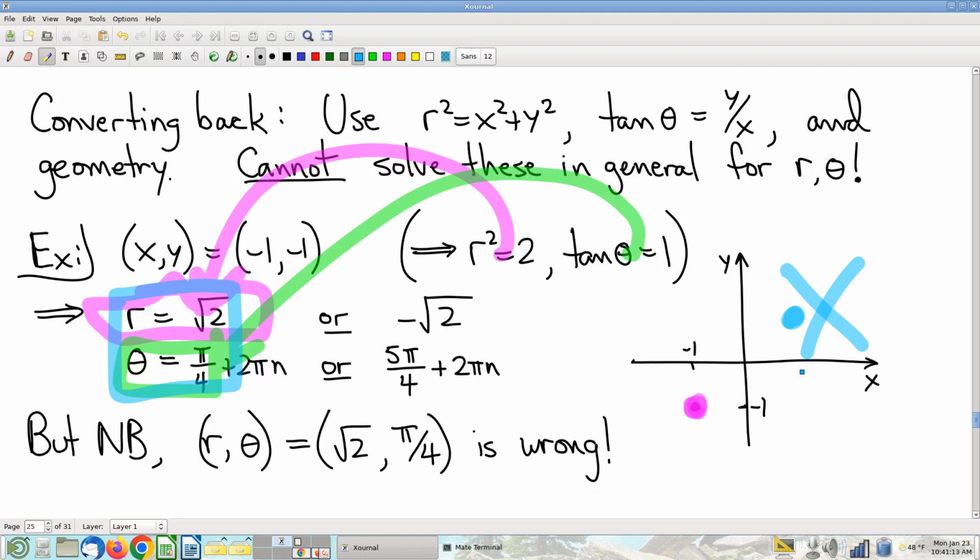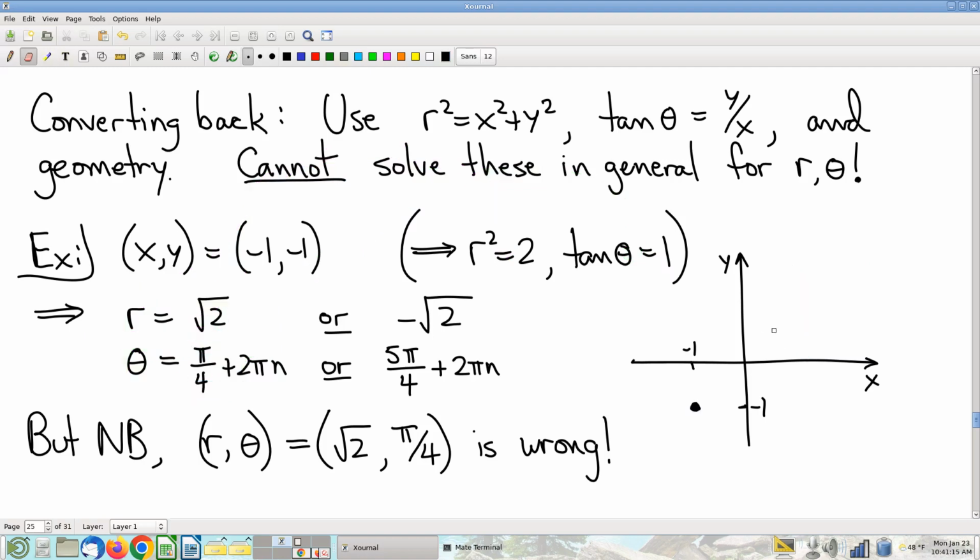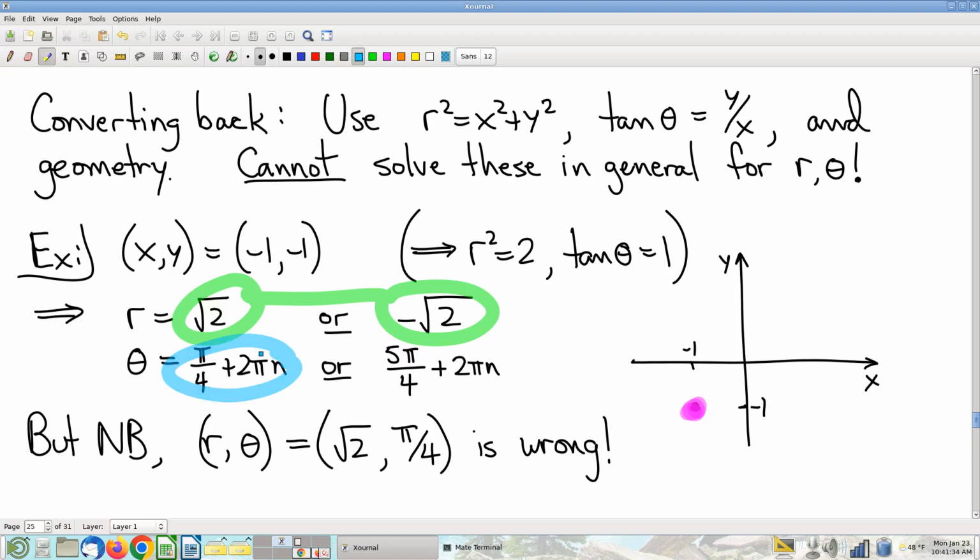No, what you have to do, really, is look at your options. And again, reminder, we're at this point, -1, -1. And so r could be, well, it could be either one of these. I don't know, it depends, but these are the candidates on the table. And theta could be pi over 4. Well, to be fair, it could also be plus any multiple of 2 pi. But it could also be 5 pi over 4 plus any multiple of 2 pi.